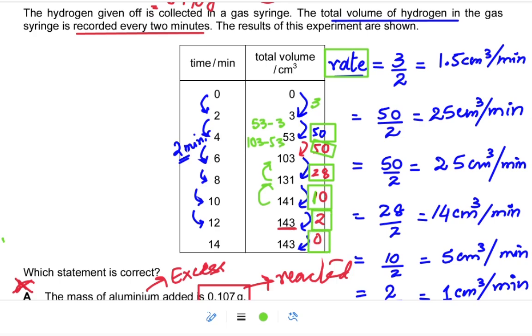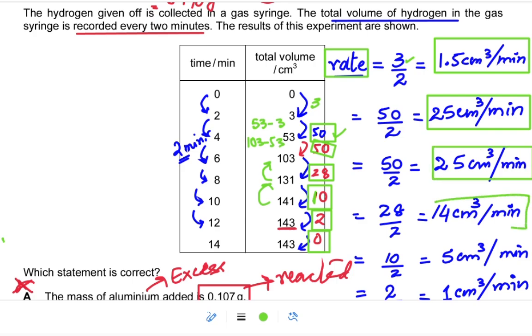So these are the values which we are going to use to calculate the rate of reaction. So 3 divided by 2, since the time difference is 2 minutes. We have to divide all of these values by 2 to get the rate of the reaction. So this is the calculated rate of reaction: 1.5, 25, then 14, then 5, then 1 centimeter cube per minute.